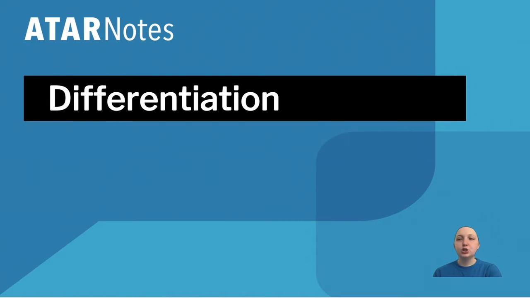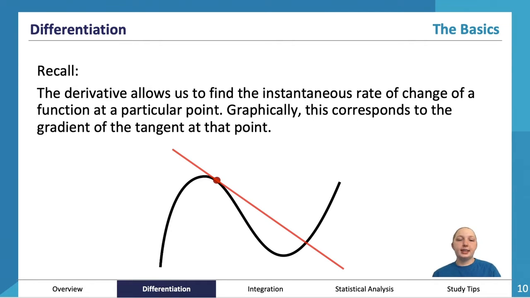Okay, so we're going to start looking at differentiation. Thinking about differentiation in broad terms, or the basics of differentiation, we're thinking about the derivative. Your derivative is essentially allowing you to find the rate of change, or the gradient of a function at a particular point. Graphically, this is what your gradient is: the gradient of the tangent at that point.